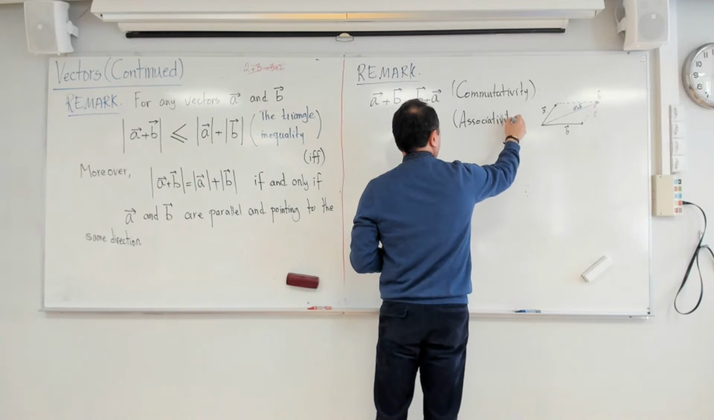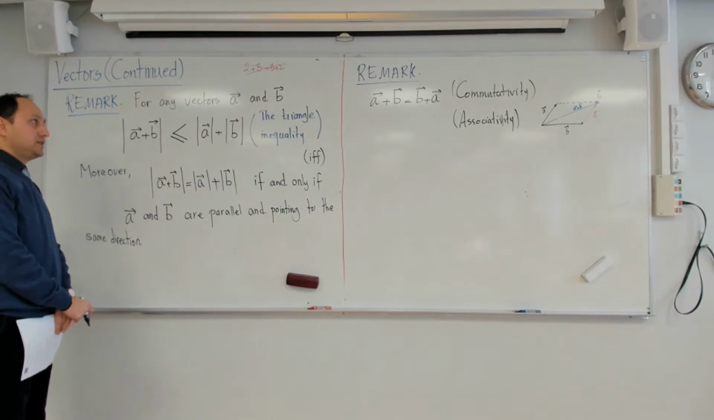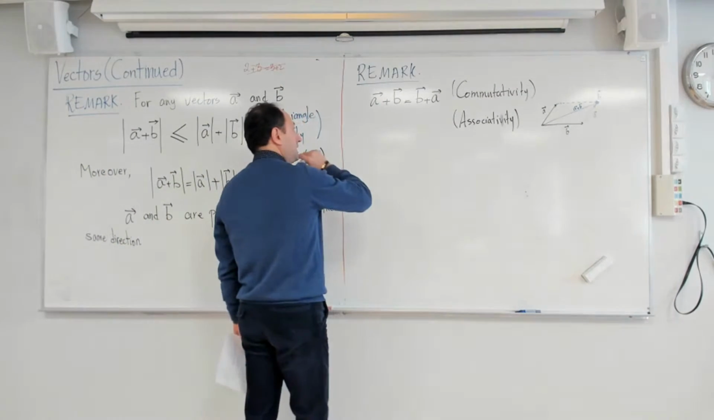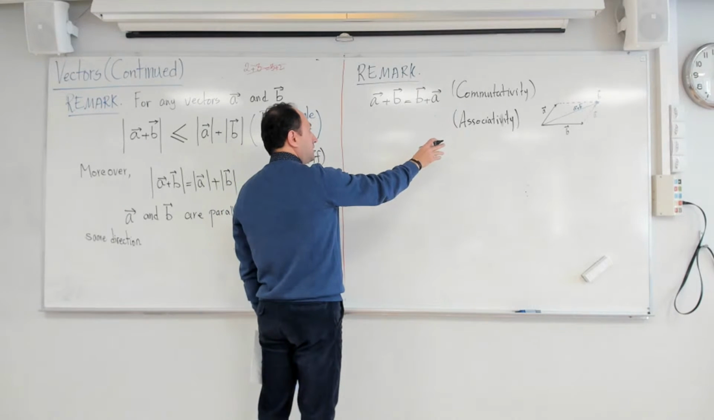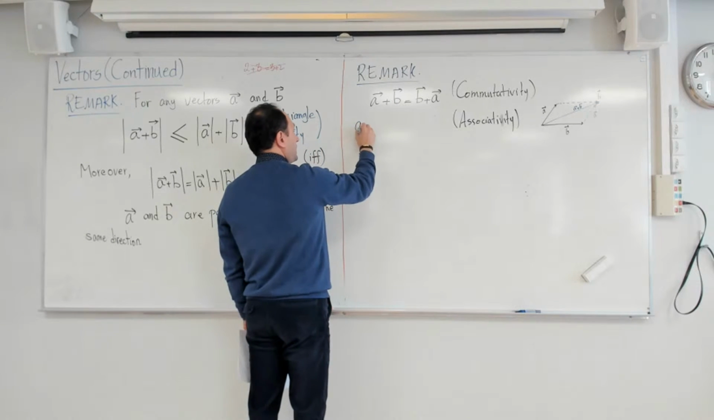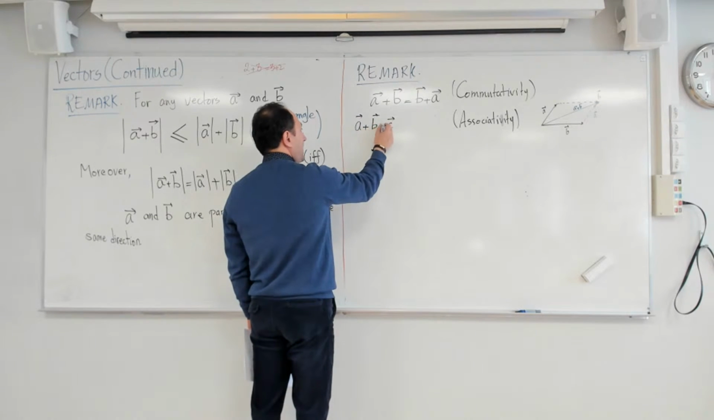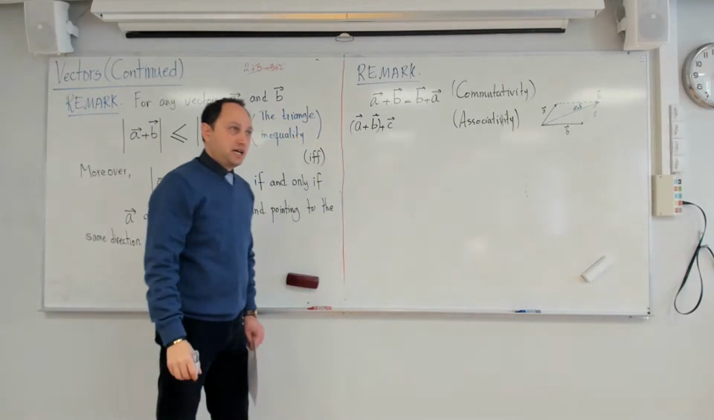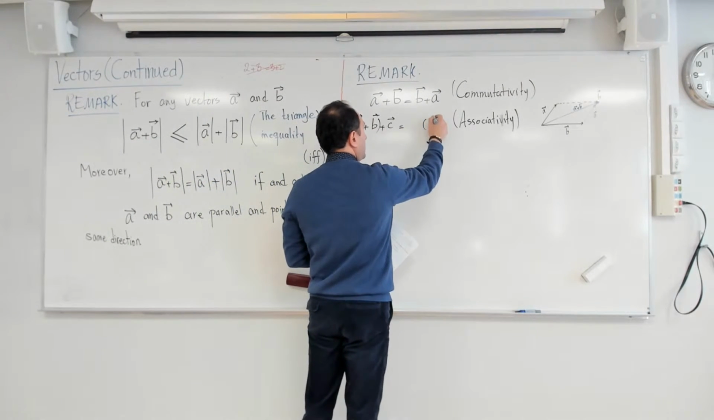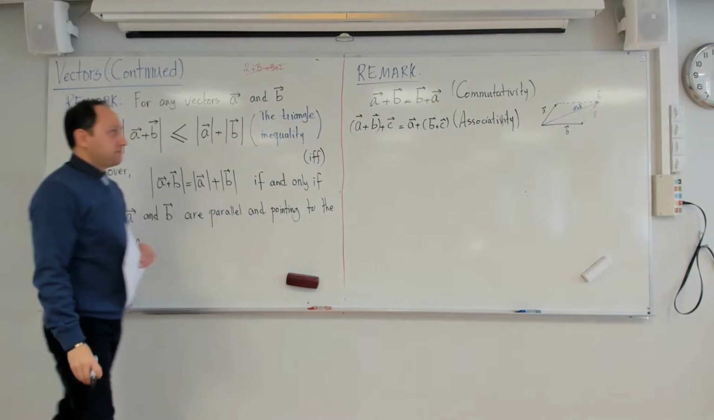Associativity. These names you don't need to remember, but I think little by little it's good to know these names. These are not in the book, so you don't need to remember. So associativity tells you that if I have three vectors, it doesn't matter how I prioritize if I want to add them. So for example, if I have three vectors A, B, and C, I want to add them. It doesn't matter if I add these two first and find the vector and add it to the next one, or I add these two vectors first and then add A to it. This is associativity.